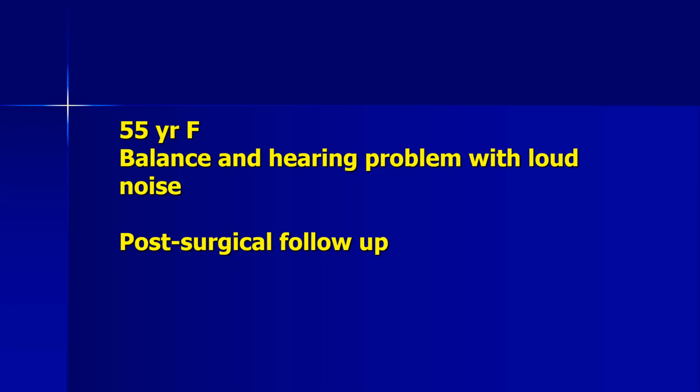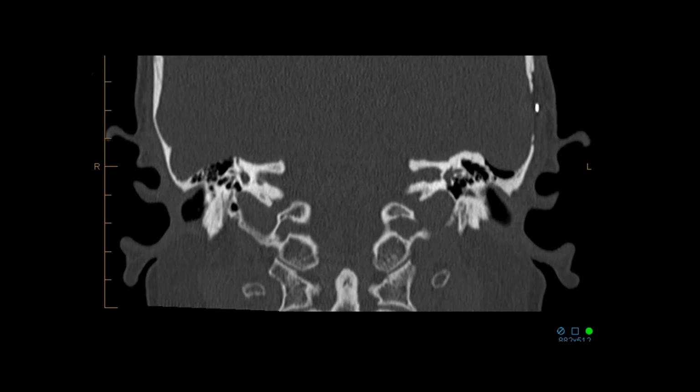This is a 55-year-old female who initially presented with balance and hearing problems with loud noise. She underwent surgery, and we have a post-surgical follow-up CT. This is the coronal CT image. In the right temporal bone, we can see the vestibule of the internal ear, and then we have a superior semicircular canal with the missing bone at the roof of the superior semicircular canal, which is suggestive of bony dehiscence.